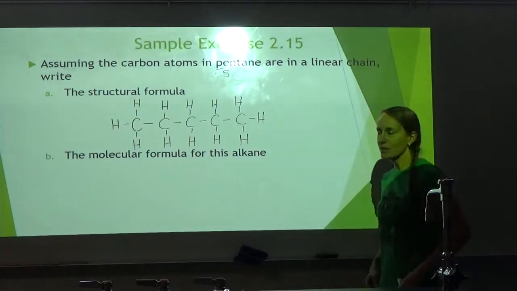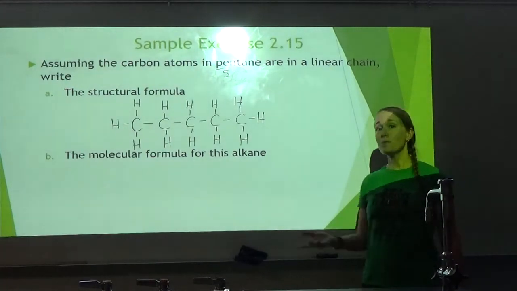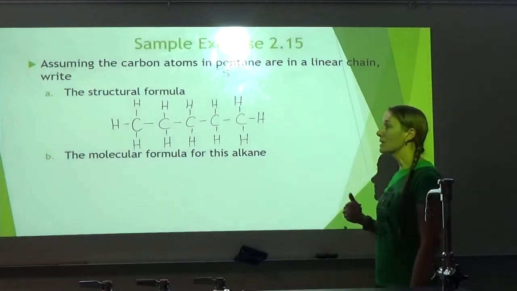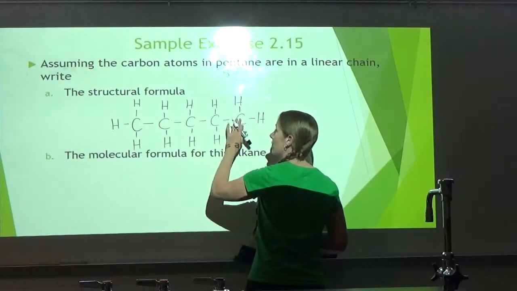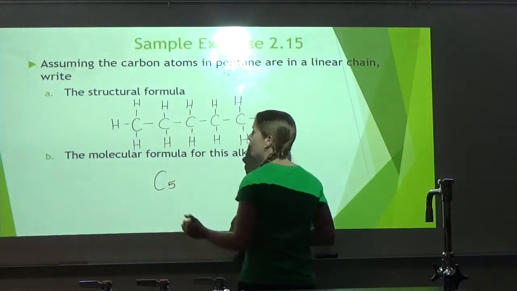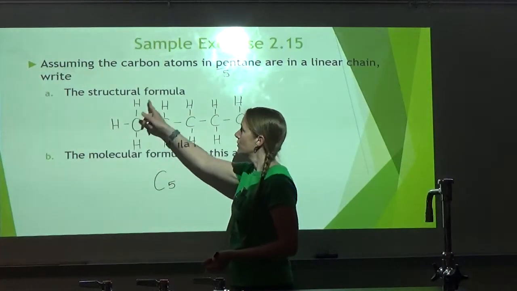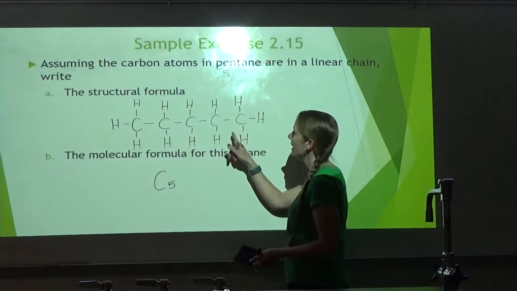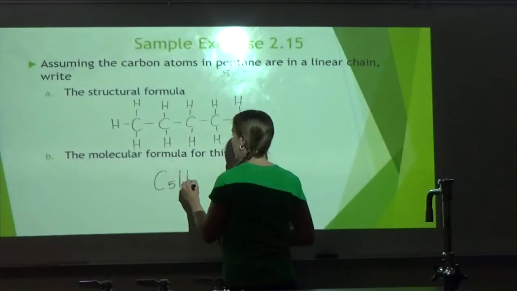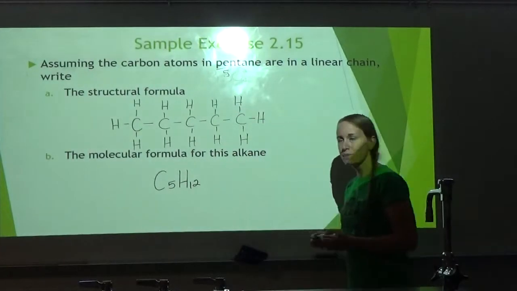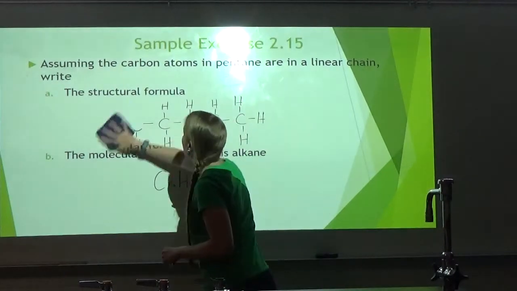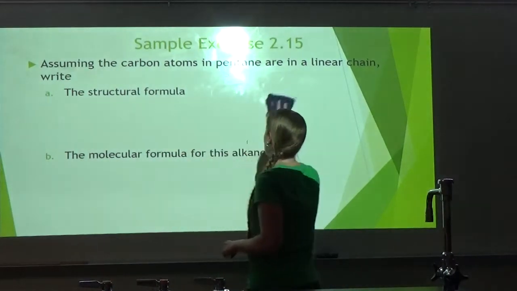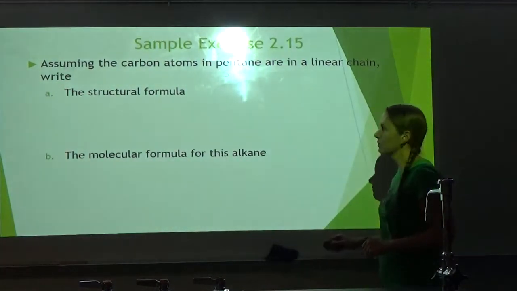Just like that. That's all you have to do to build a simple alkane. Then it says, what is the molecular formula for this alkane? Well, I can count 1, 2, 3, 4, 5, so it's C5. And then I count my hydrogens: 1, 2, 3, 4, 5, 6, 7, 8, 9, 10, 11, 12. H12. Just like that. Super simple. Like I said, this is really the only thing that I didn't get a chance to cover in honors chem. But super simple.